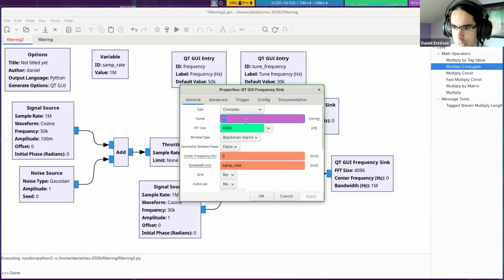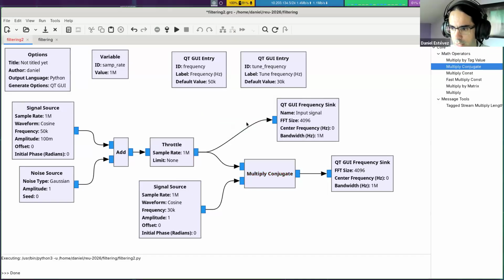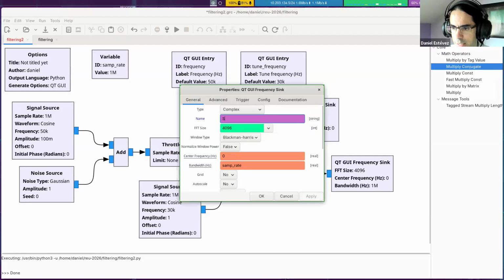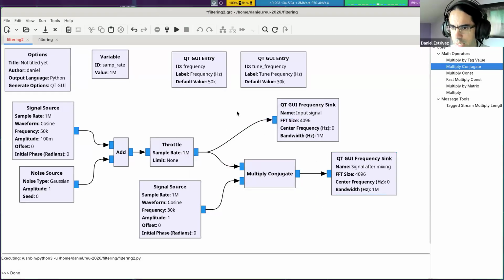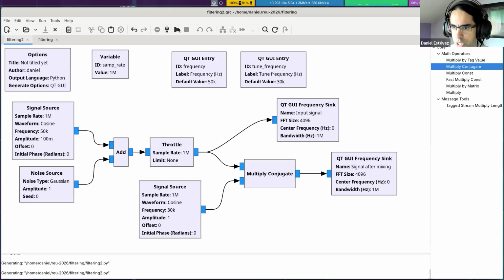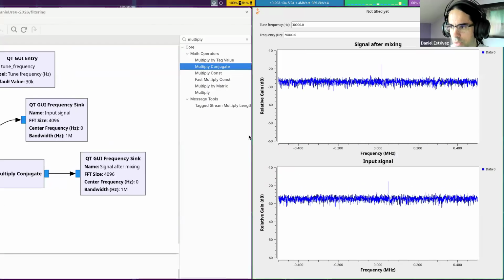So let's put names here: input signal, and then signal after mixing. Mixing is the usual name for the operation which consists in multiplying by a local oscillator to shift things in frequency.